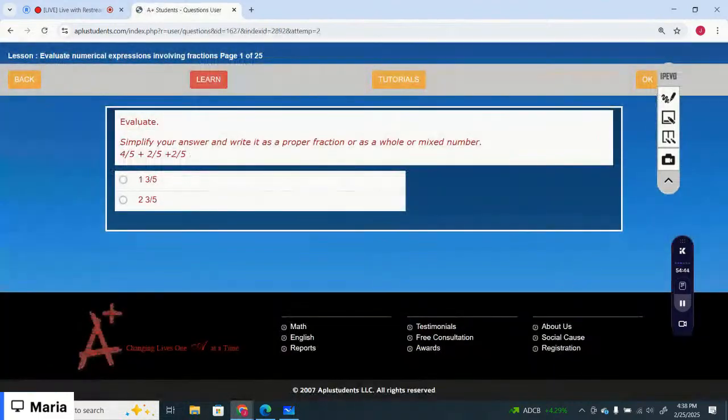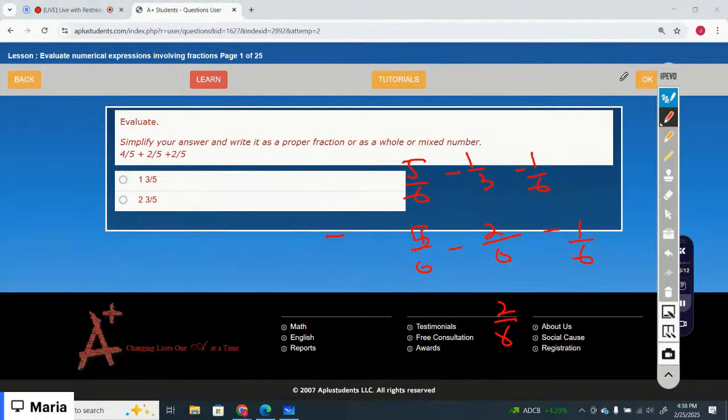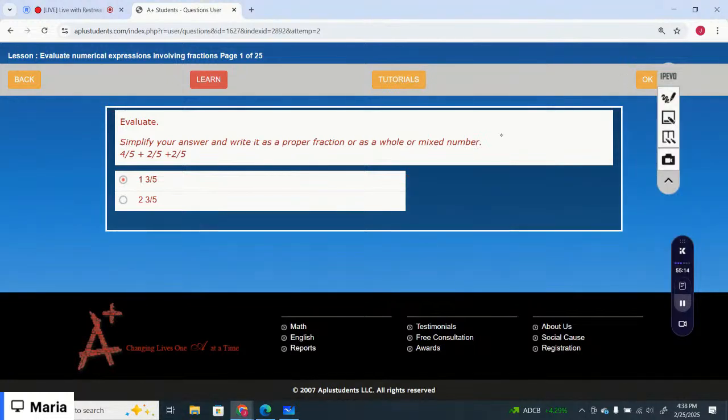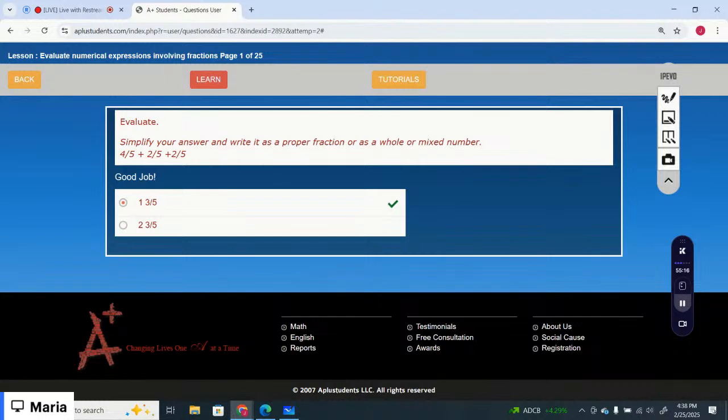4 by 5 plus 2 by 5 plus 2 by 5. So you need to add. They all have the common denominator. That is 7 over 5. Sorry, 8 over 5. So when you divide, that is 1 whole 3 over 5. Option number 1 is the correct option.